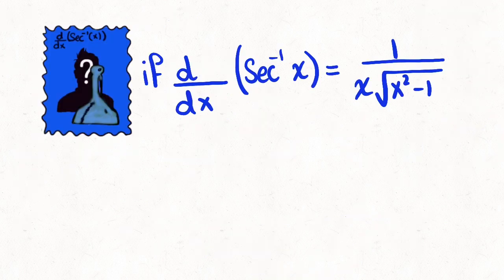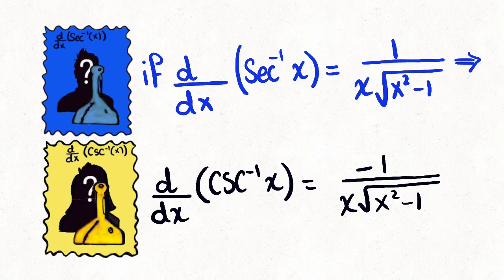And as a tip, if d secant inverse x by dx is 1 divided by x square root x squared minus 1, if you put a negative to this fraction, you will have d by dx for cosecant inverse x.